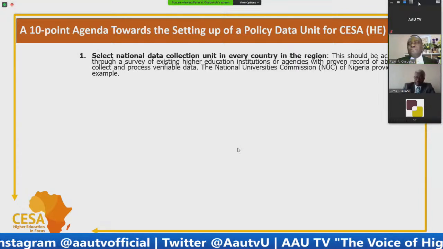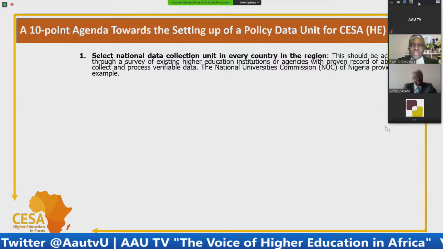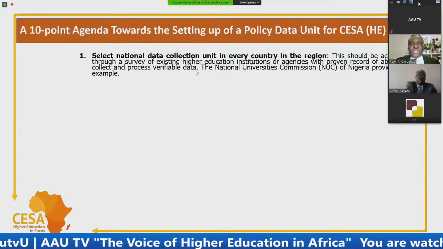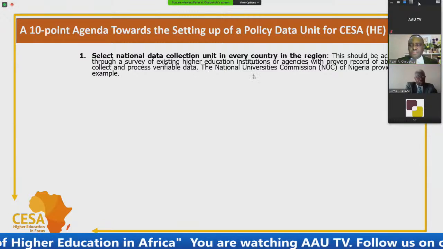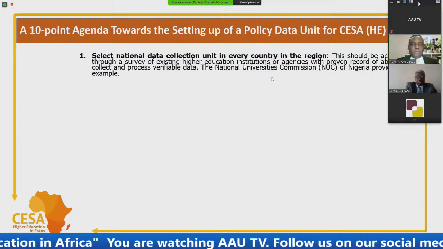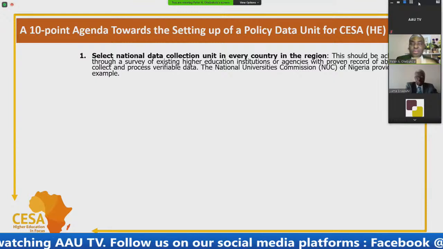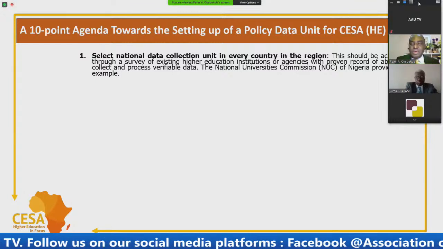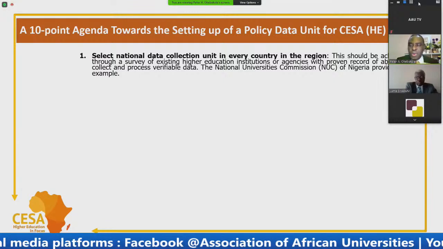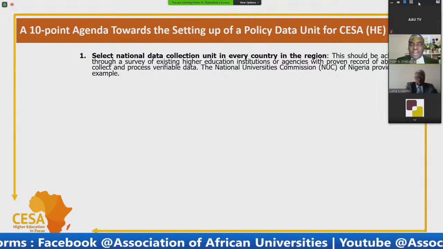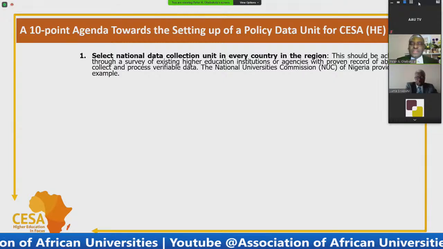The 10-point agenda. The first, as you will see, is not necessarily in any order. We have to select national data collection units in every country in the region. If you want data from 54, or if you like 55, African countries, you have got to get one agency, a point where you will be able to collect the data at the national level for higher education. Now, how do you get this? There should be a survey.